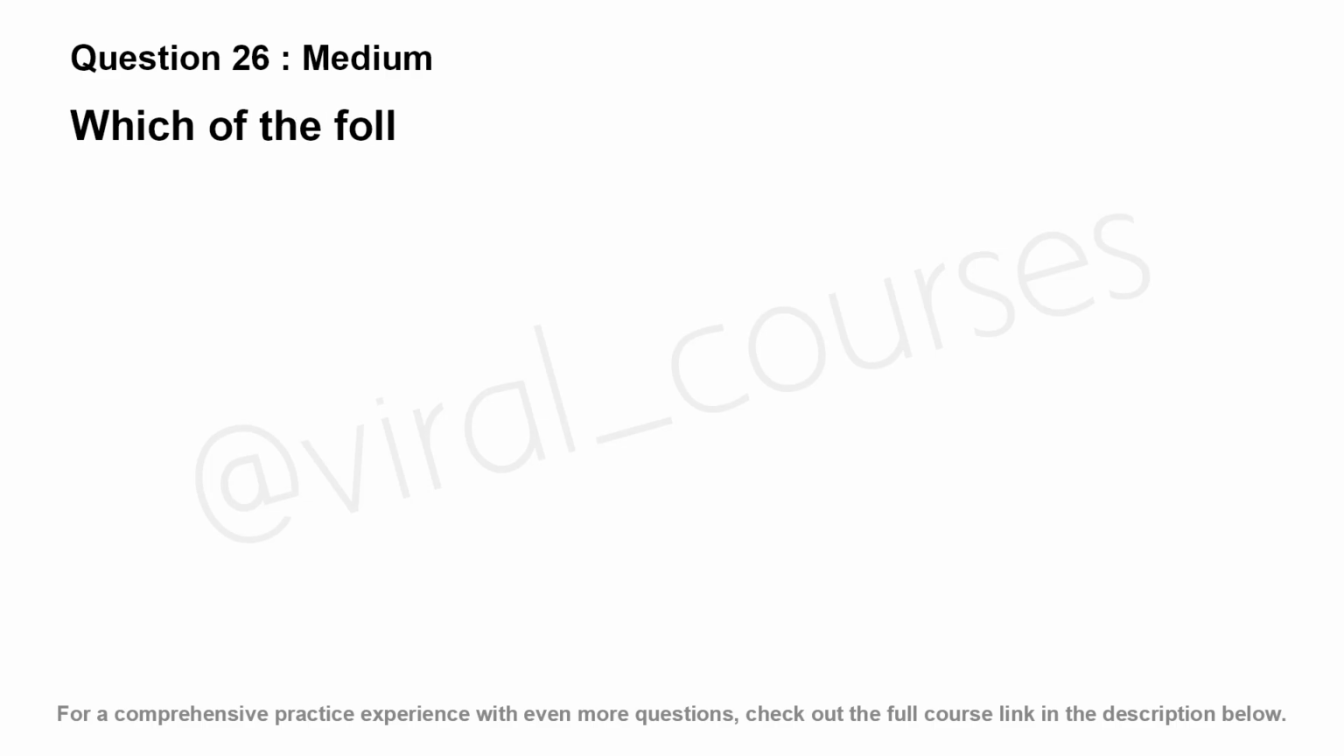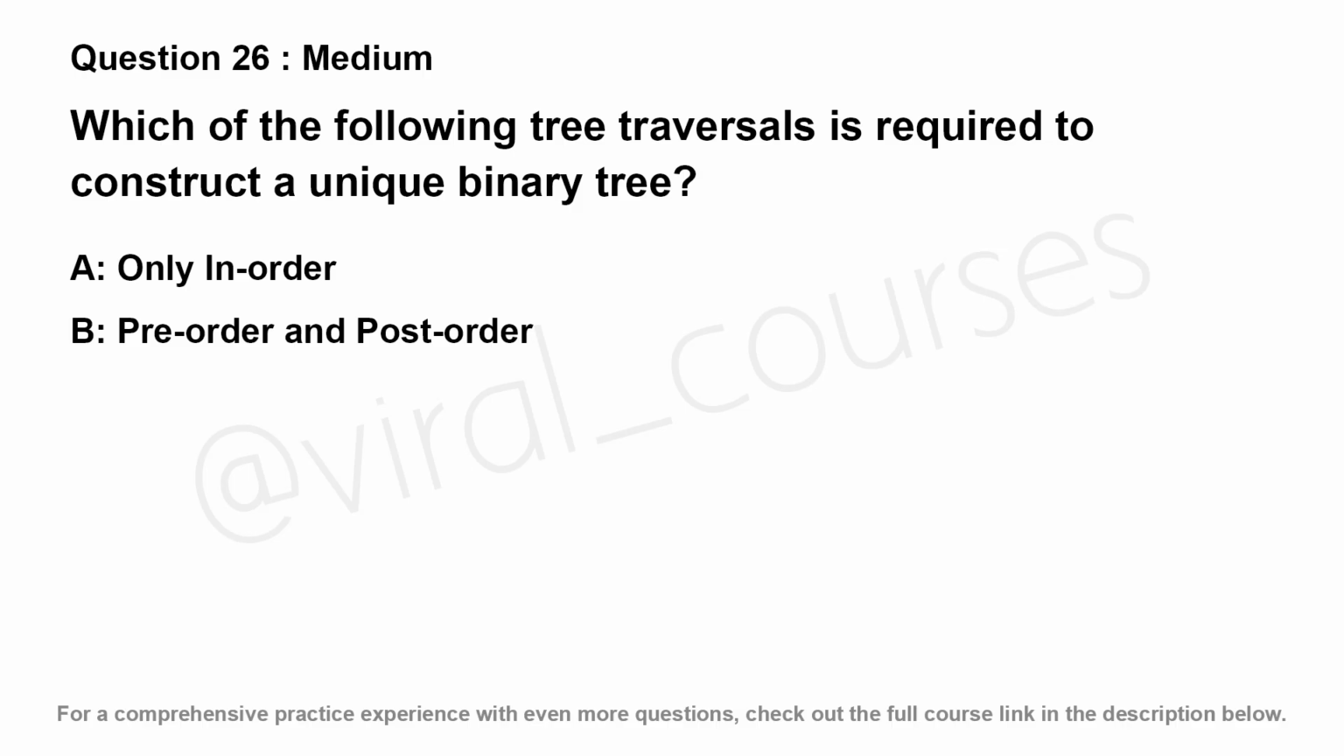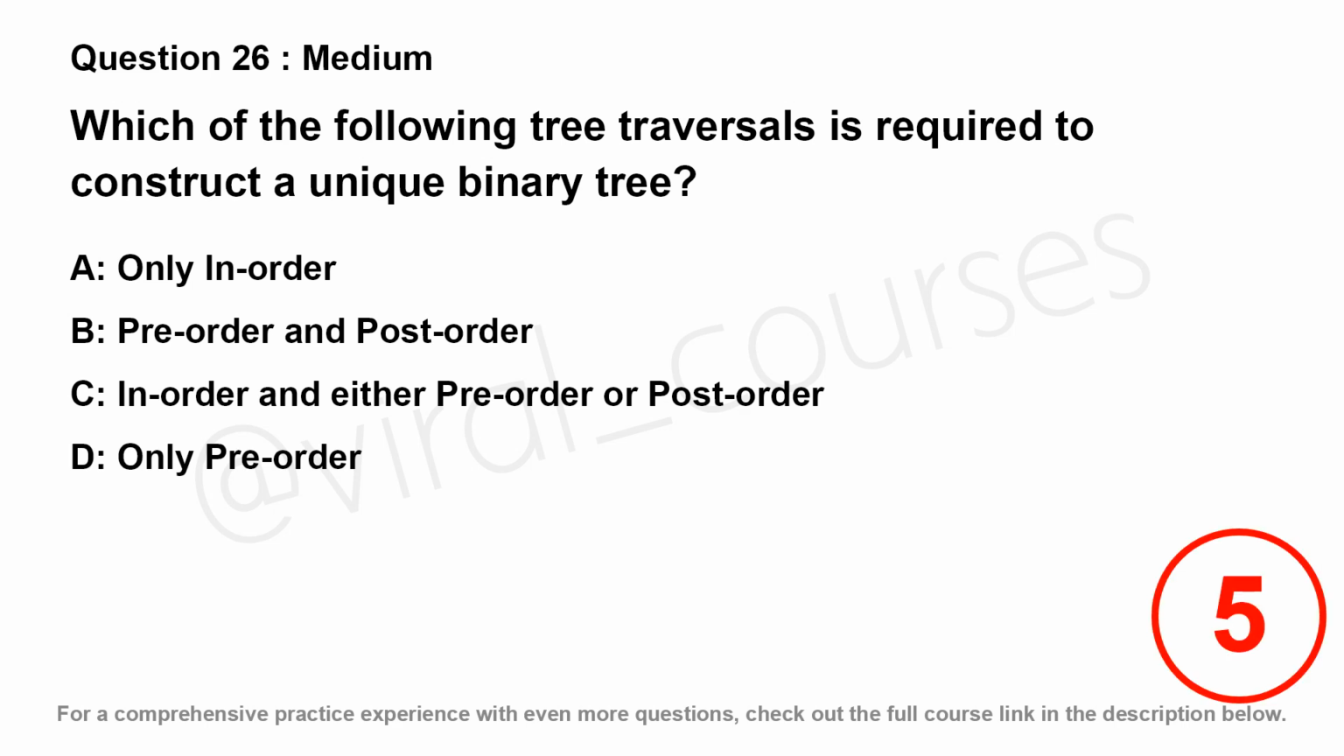Which of the following tree traversals is required to construct a unique binary tree? Option A, only in-order. Option B, preorder and postorder. Option C, in-order and either preorder or postorder. Option D, only preorder.